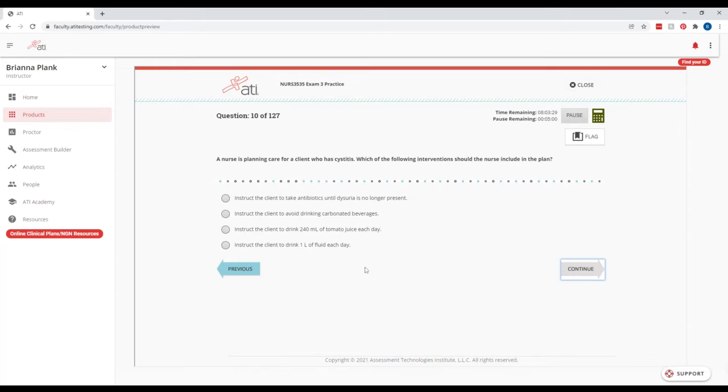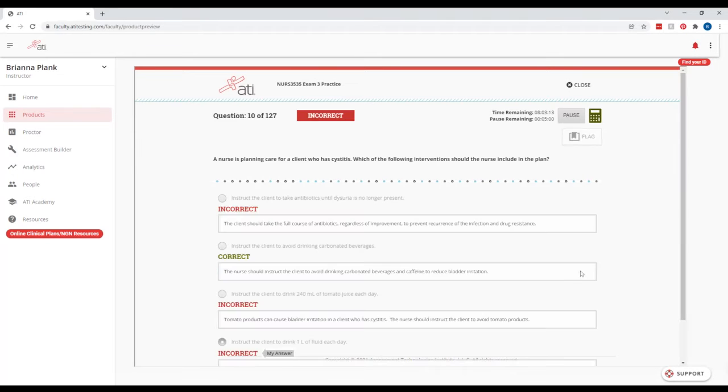Okay, we have a client that has cystitis. Which of the following interventions do we want to include in our care plan? What do you guys think? Yeah, that's what I think.